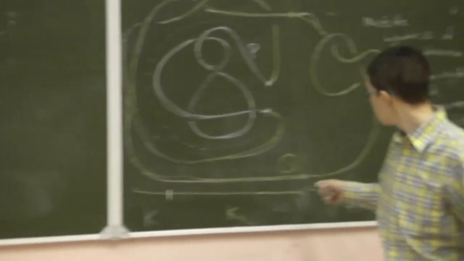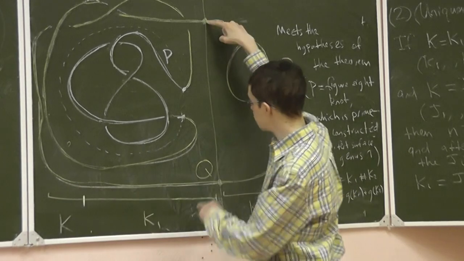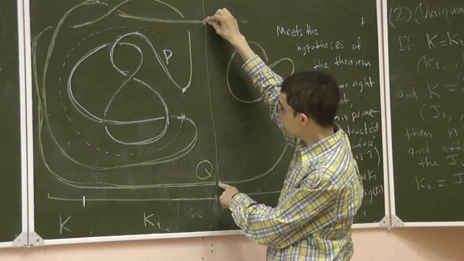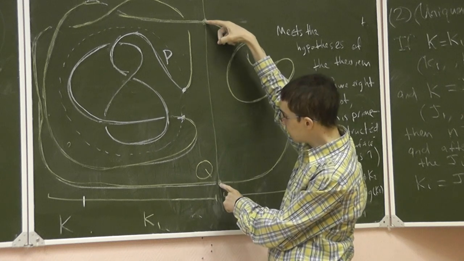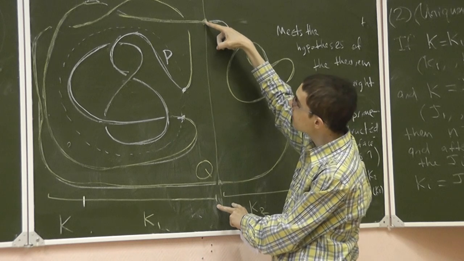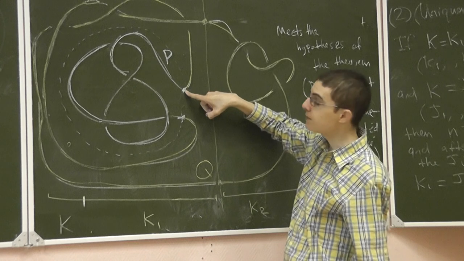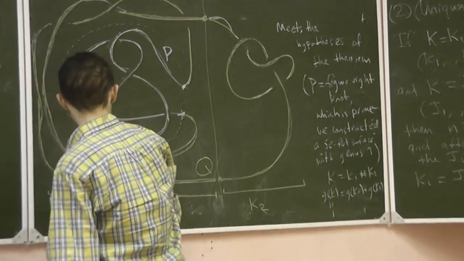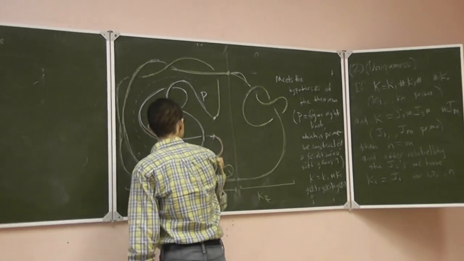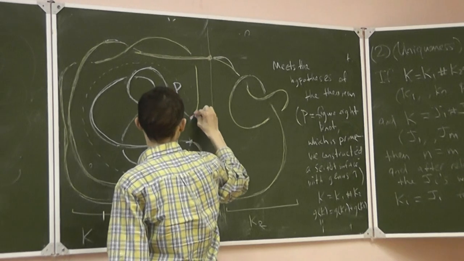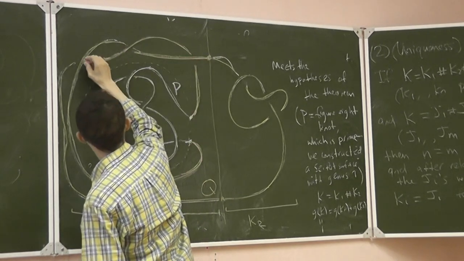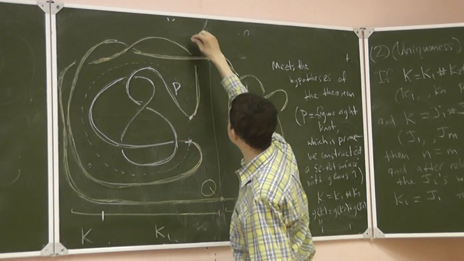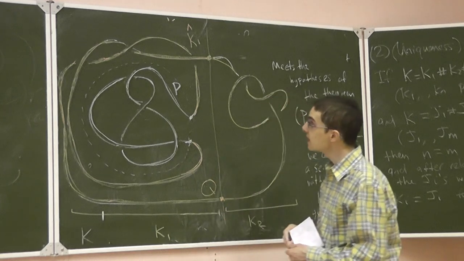Okay, so let's now look at K1. K1 is everything on the left-hand side. It's this going around. I'm going to draw K1 hat in pink. What I'm going to do is go from the two separating points between K1 and K2, and connect them up to the two separating points for P and Q. And the red is K1 hat.